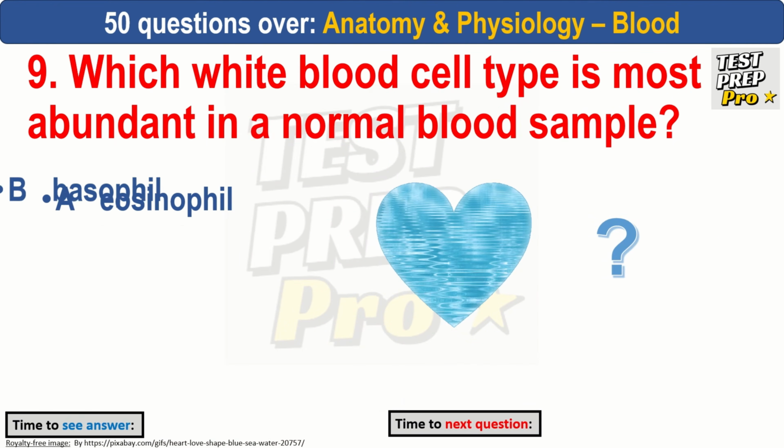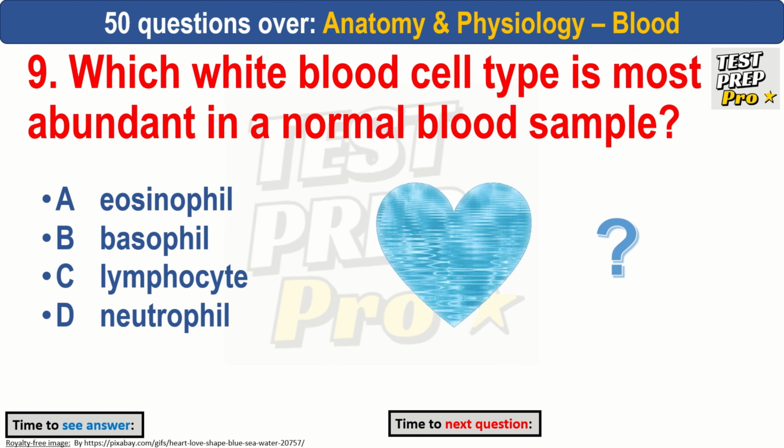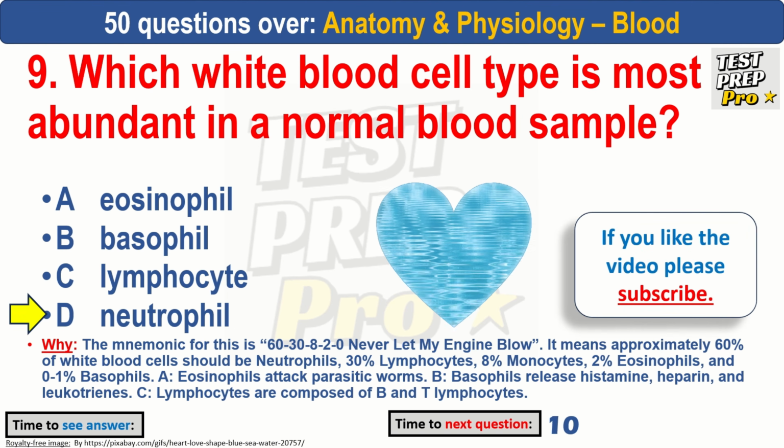Which white blood cell type is most abundant in a normal blood sample? Is it A, eosinophil, B, basophil, C, lymphocyte, or D, neutrophil? So which is most common? The answer is neutrophil. They're the most common. I put a really good mnemonic in there. You might read it in the text down below, the 60-30-8-2-0 mnemonic. It's a quick way to keep track of how many white blood cells you have and which ones they should be.